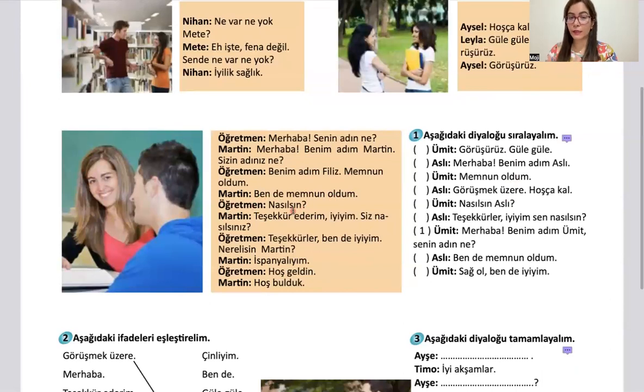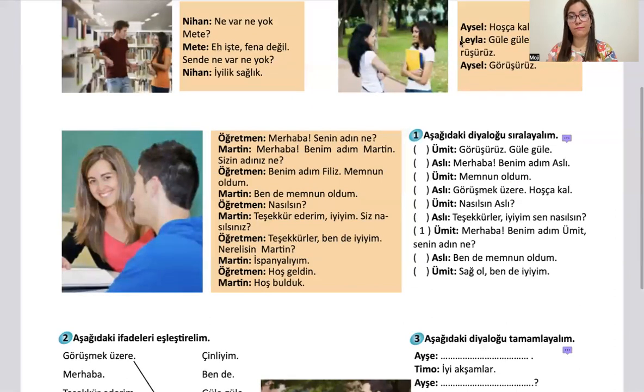Öğretmen, nasılsın? How are you? Martin, teşekkür ederim, iyiyim. Siz nasılsınız? How are you? Öğretmen, teşekkürler, ben de iyiyim. Nerelisin, Martin? Thank you, I am good too. Where are you from, Martin? Martin, İspanyalıyım. I'm from Spain, I'm Spanish. Öğretmen, hoş geldin, welcome. Martin, hoş bulduk.